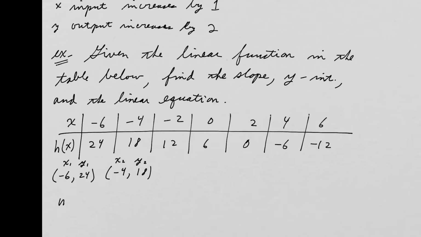So if I use those 2 points, the slope is going to be y2 minus y1 over x2 minus x1. So this is going to be a -6 over -4 minus -6 is -4 plus 6, which is +2. So I guess this is going to be a -3.